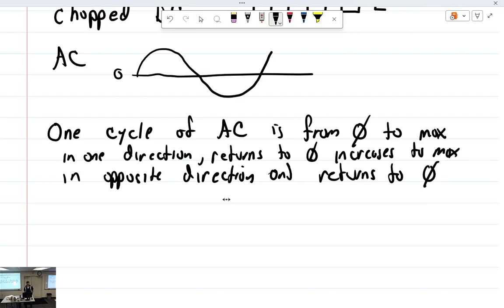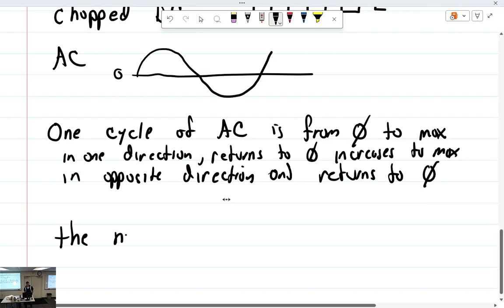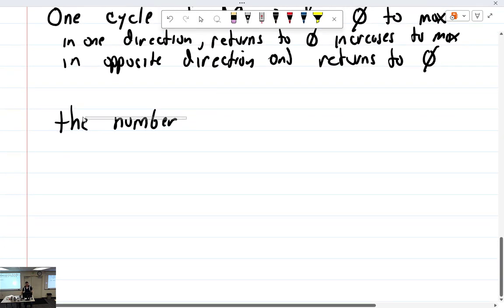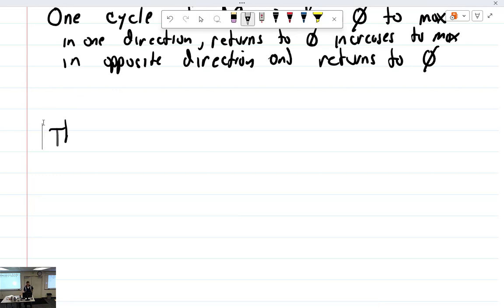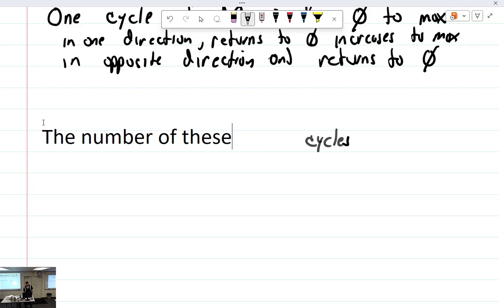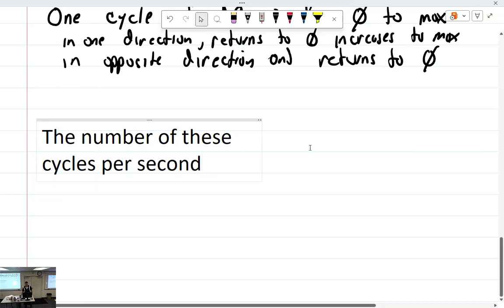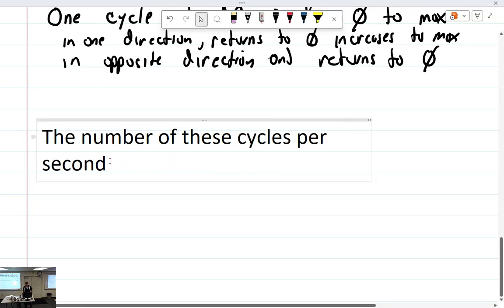All right, let's see. The number of cycles per second is the frequency.